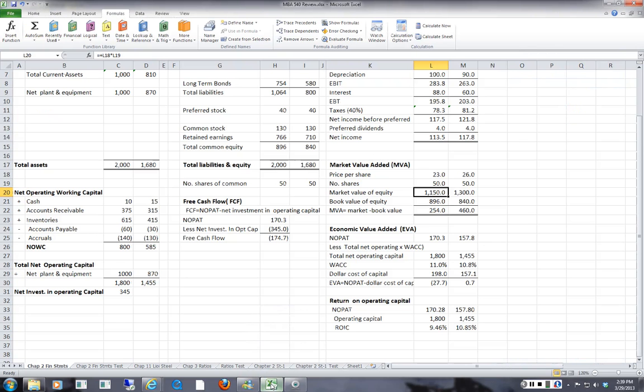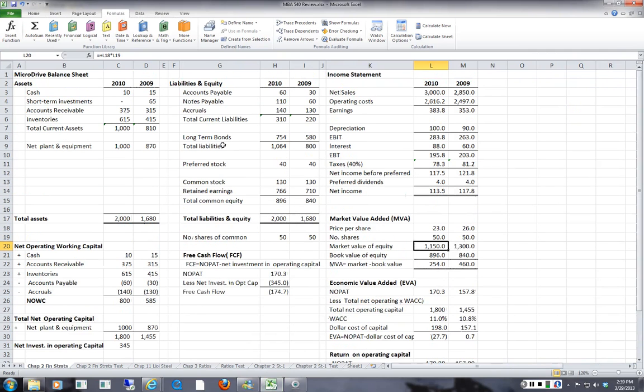Hi everybody, it's me again, and I wanted to show you a chart here that I've got of Microdrive balance sheets and assets, liability, and the balance sheet which shows the assets and the liabilities and equity, and then over here is an income statement. What we're going to do is analyze this and determine what the net investment in operating capital is between 2010 and 2009.